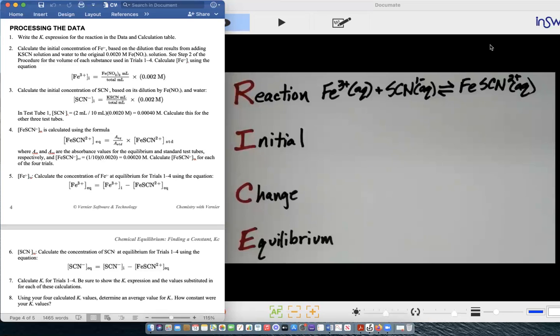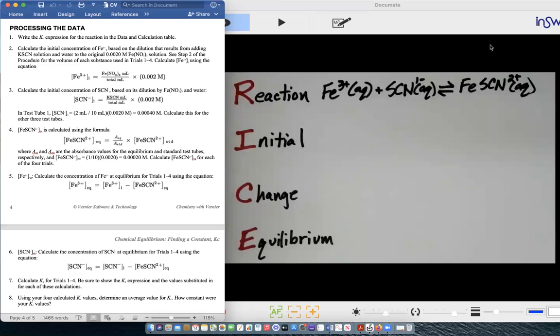For the FeSCN, that's going to vary because we've used 2, 3, 4, and 5 milliliters. So it'll be the volume of the KFCN that you had, again, divided by the total volume of 10 milliliters times its concentration, 0.002. Those would be your initial values.